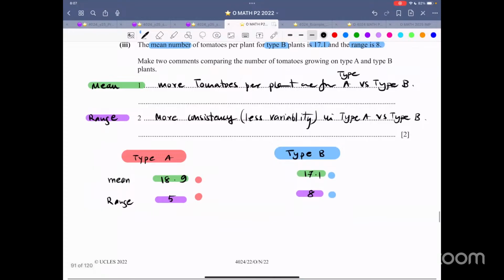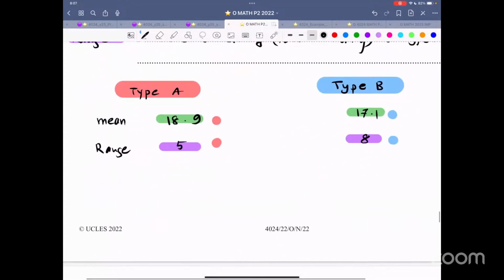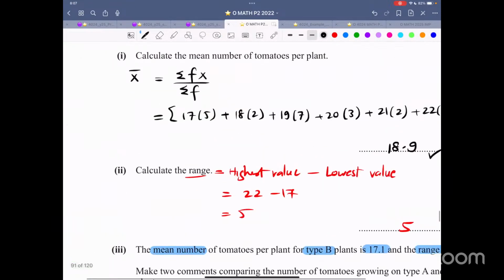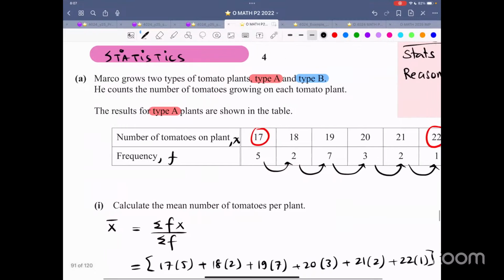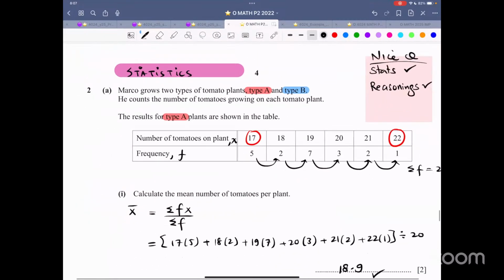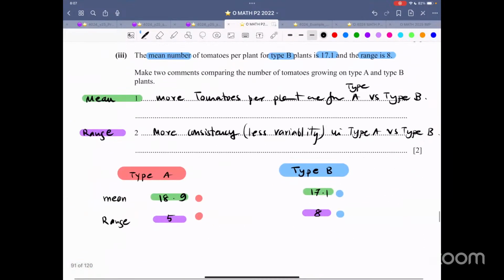So when I compare these two, focus on this, type A versus type B. The means are different, the range is different, and is it about the weight? Number of tomatoes, yes, the production. How many tomatoes? The yield, that's the right word. Make two comments comparing the number of tomatoes growing on each type.